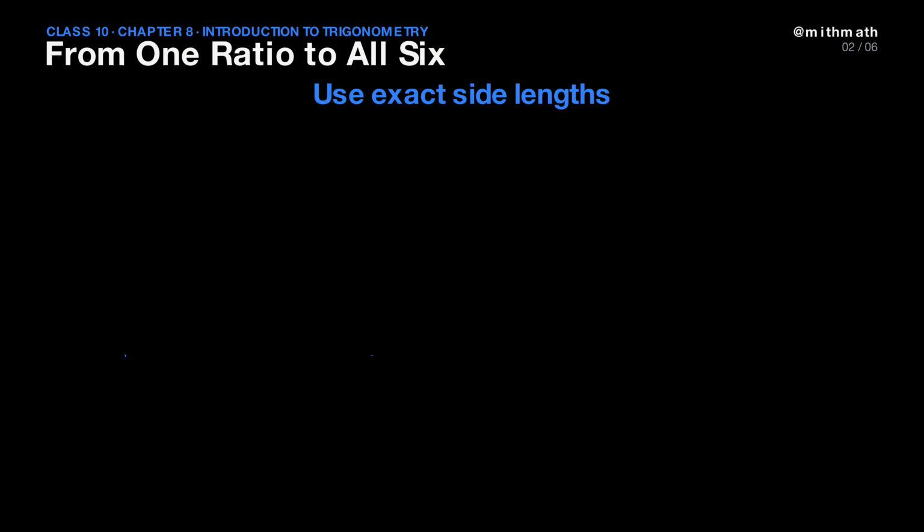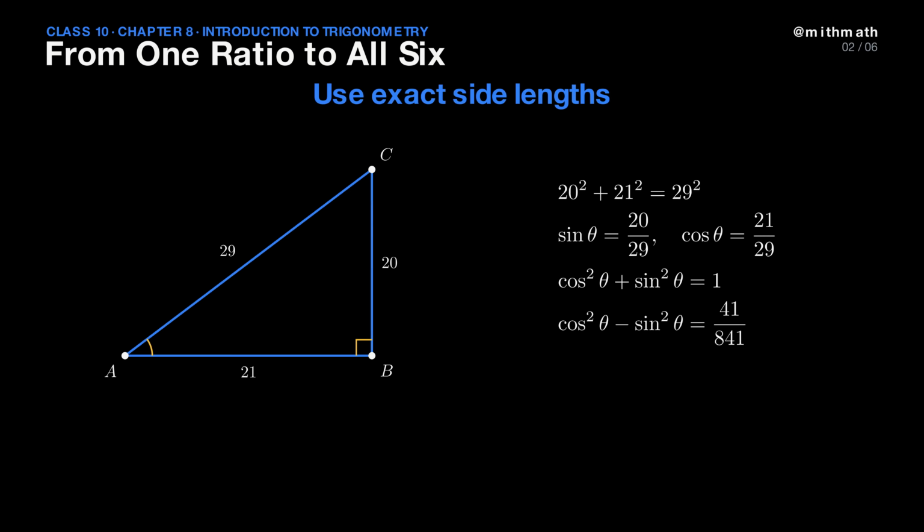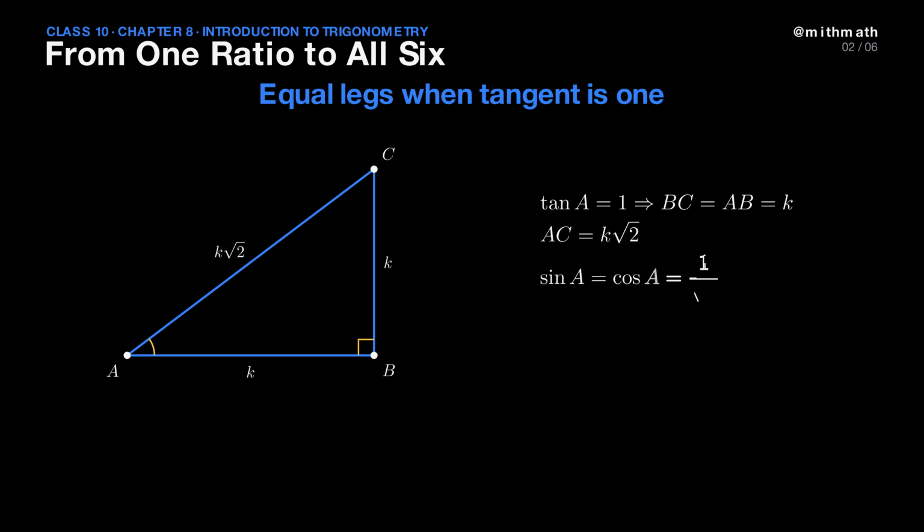The sides 20, 21, and 29 satisfy Pythagoras. Substitution gives the squared sum 1 and the squared difference 41/841. Tangent 1 means the two legs are equal. The hypotenuse is k√2, so sine and cosine are both 1/√2, and twice their product is 1.